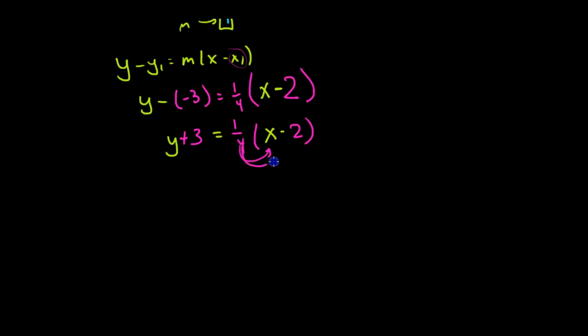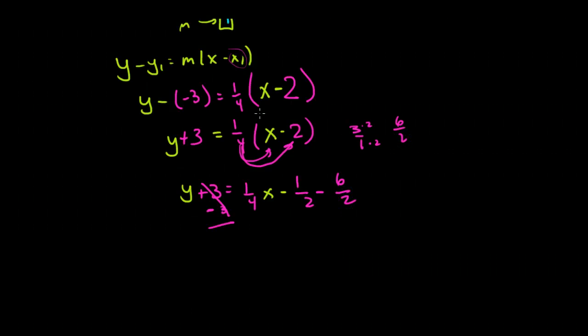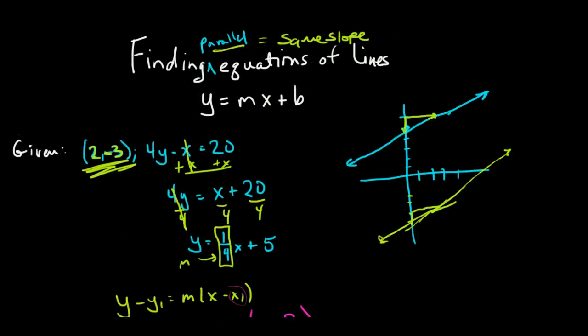x minus 2. Now we'll distribute that, and we get that y plus 3 is 1/4 of x minus 2/4, which is 1/2. Now let's subtract 3 from both sides. We'll subtract 3 here, that'll cancel. We'll subtract 3 over 1, which to get a denominator of 2 is 6/2. So we're going to subtract 6/2, and we get that y is 1/4 of x minus 1/2 minus 6/2, which is minus 7/2. And this is the equation of the line that is parallel to the line above.